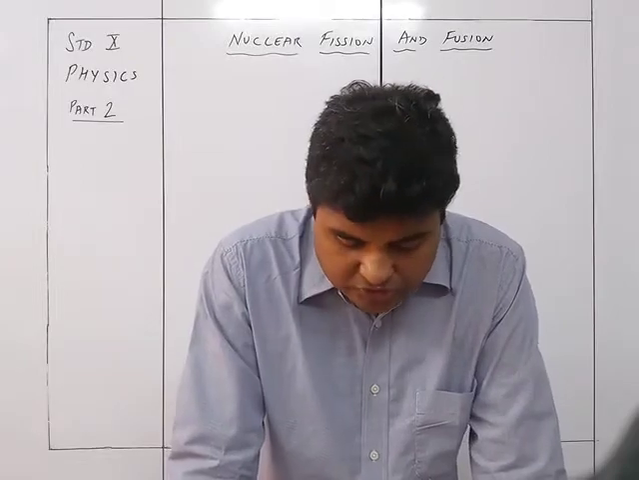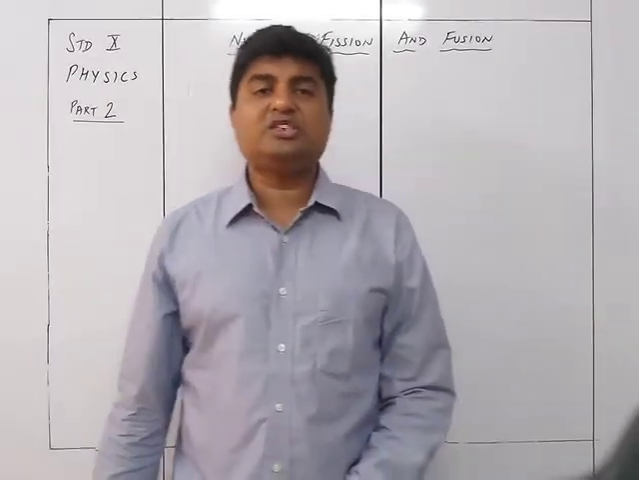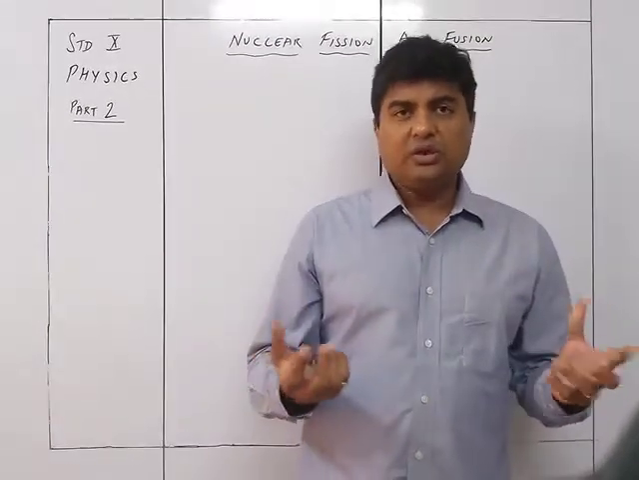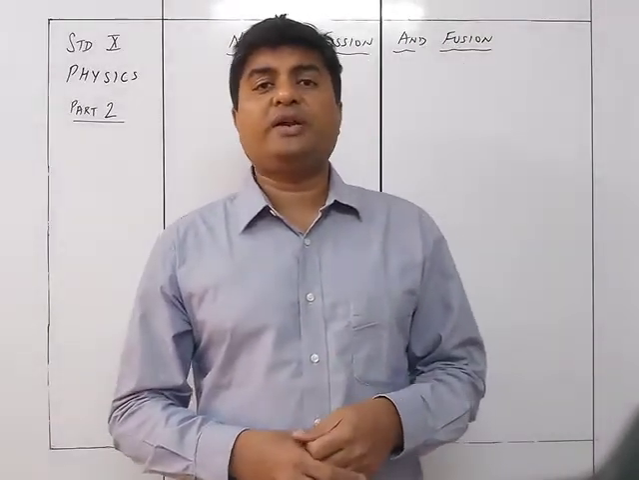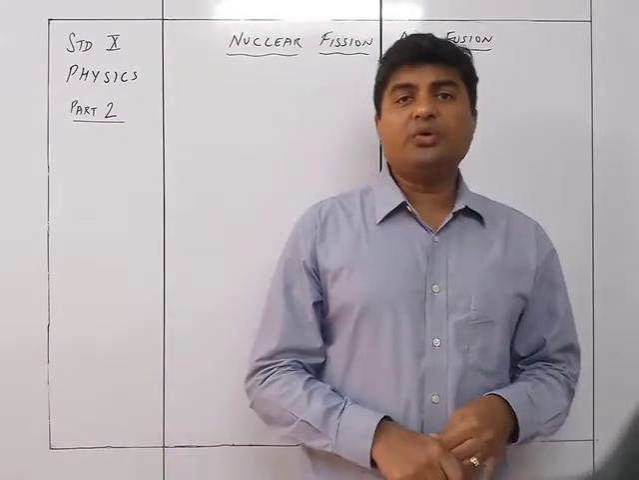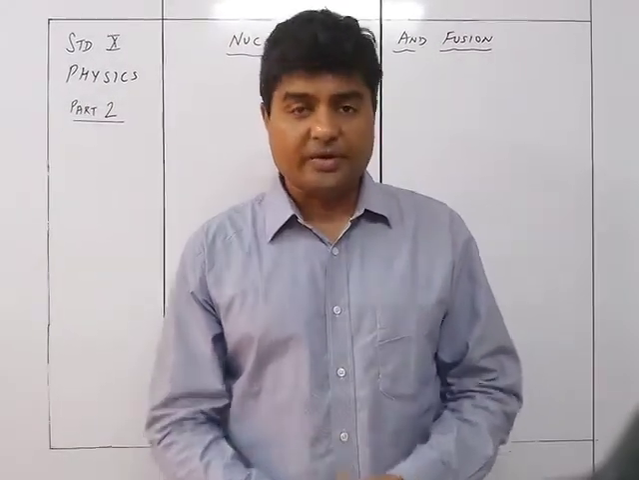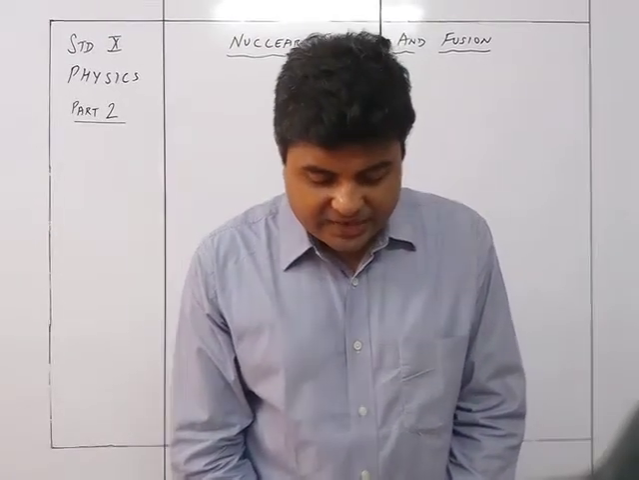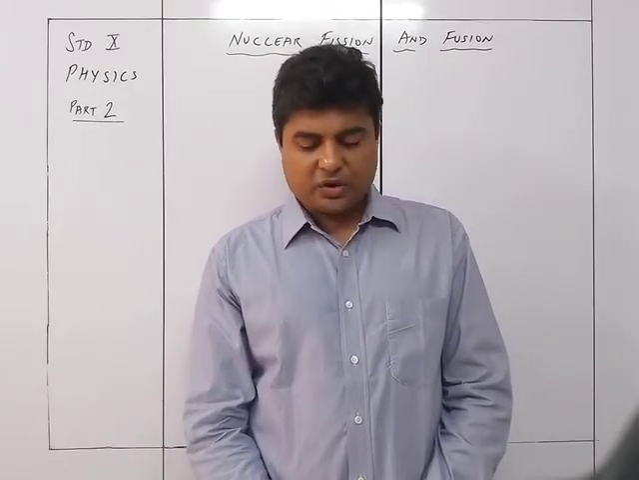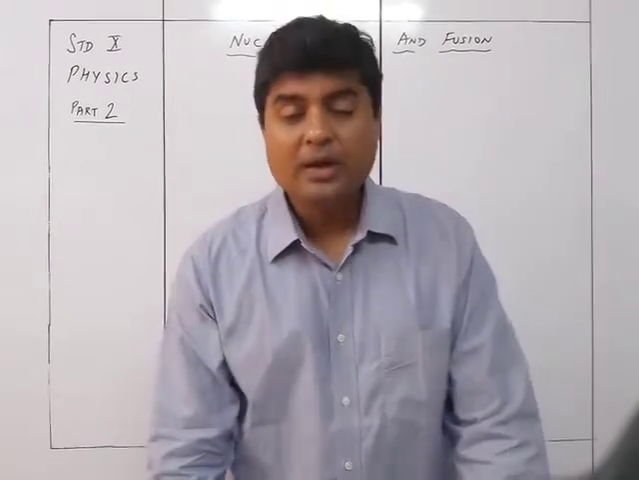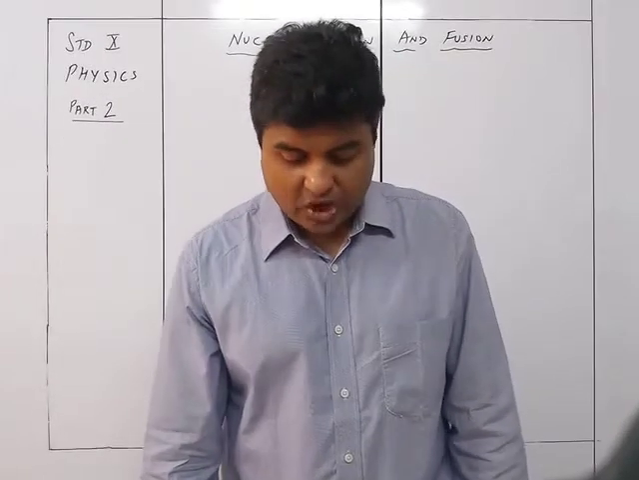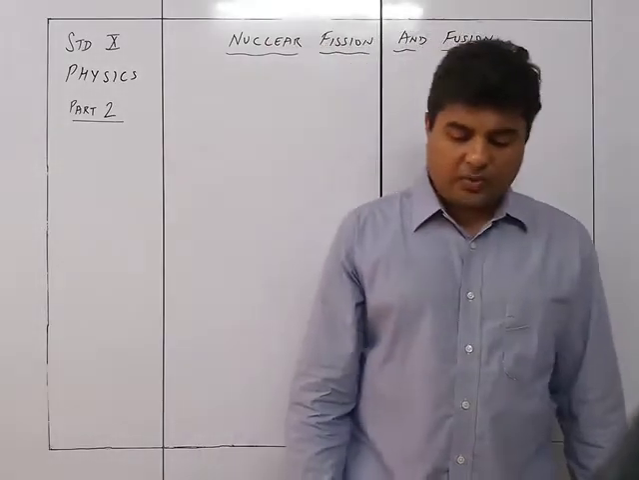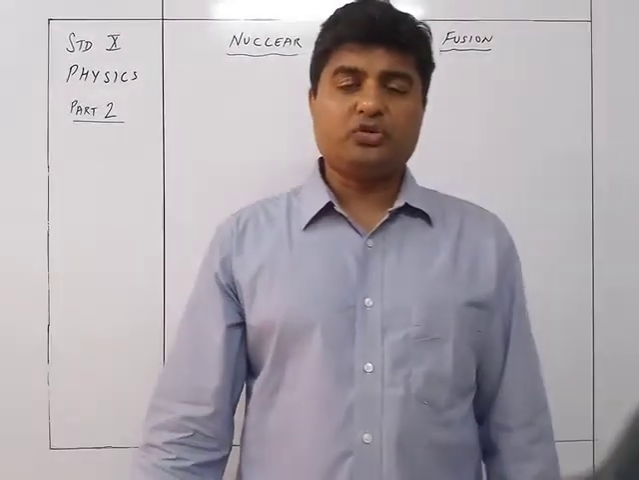In this process also, a huge amount of energy is released. Whether it is fission or fusion, in both cases a huge amount of energy is going to be released. The reason for the release of energy is that the mass of the product nucleus is less than the sum of the masses of the two combining nuclei. This loss in mass is released in the form of energy according to the mass-energy equivalence relation, E equals delta m c squared.